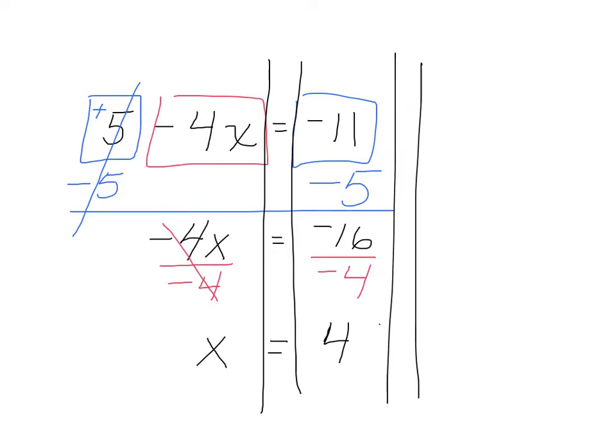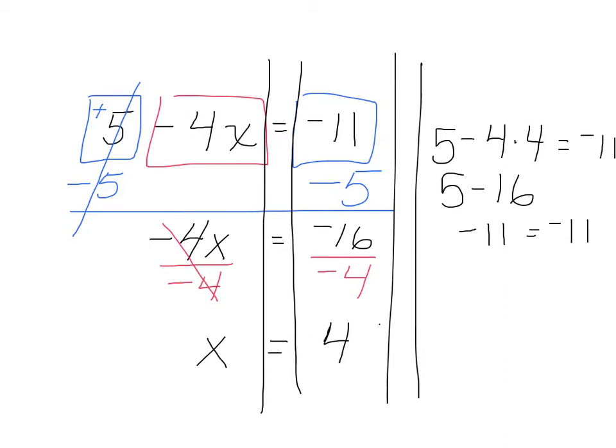And I can always check my answer. What is 5 minus 4 times 4? So I do multiplication first. I get 5 minus 16, which is negative 11. In this case, it equals negative 11, which is what I wanted, so it checks. My solution is x equals 4.